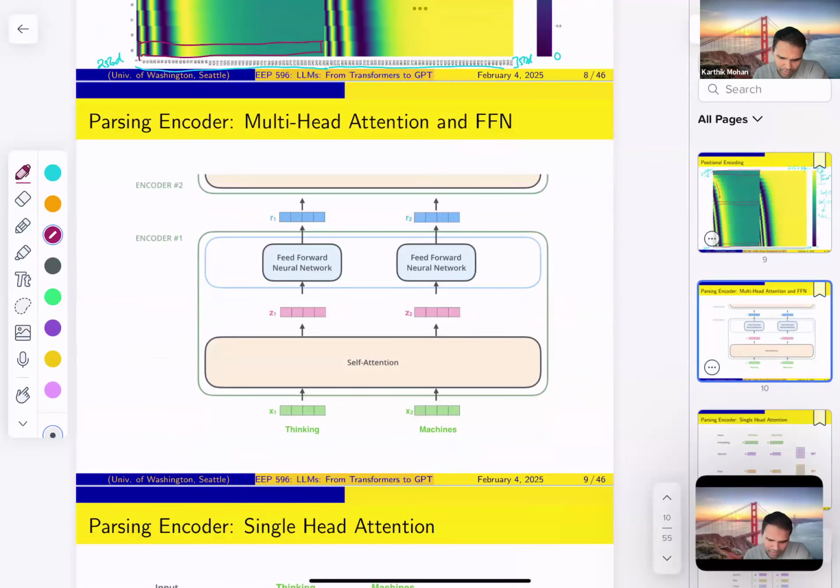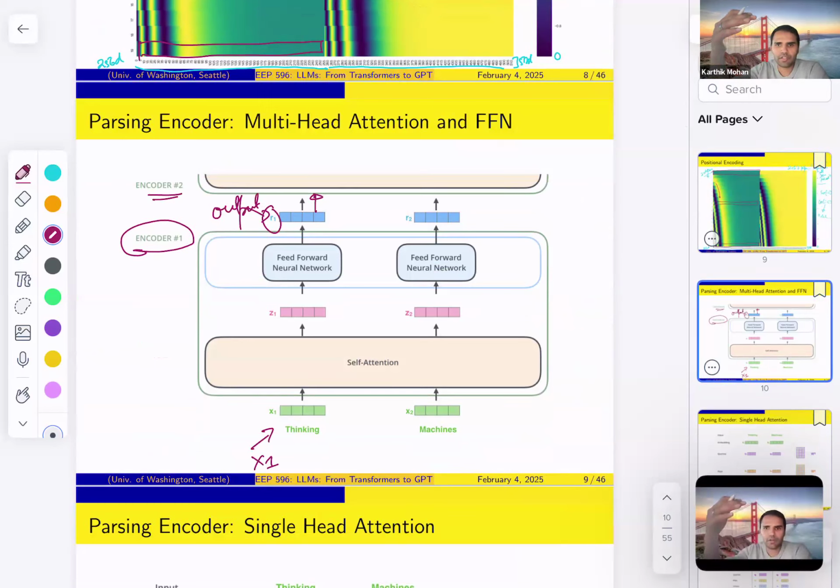And then we said, okay, we are looking at one encoder block, but it gets replicated. So you have encoder number 2, then encoder number 3. The input to an encoder block is, let's say, X1. The output is R1. But this R1 again becomes the input for the next encoder block, and then you get something else, and it keeps going on until you're done. So you can have many encoder blocks.